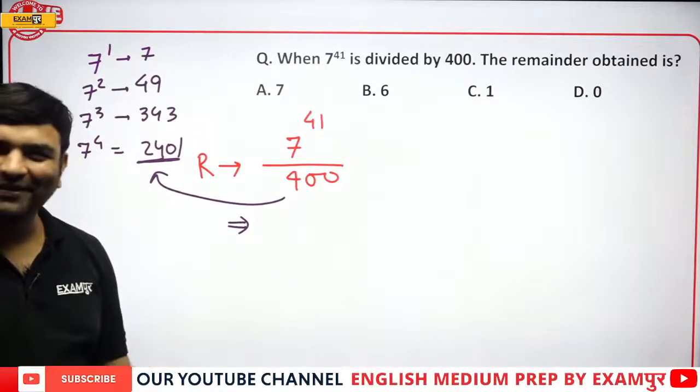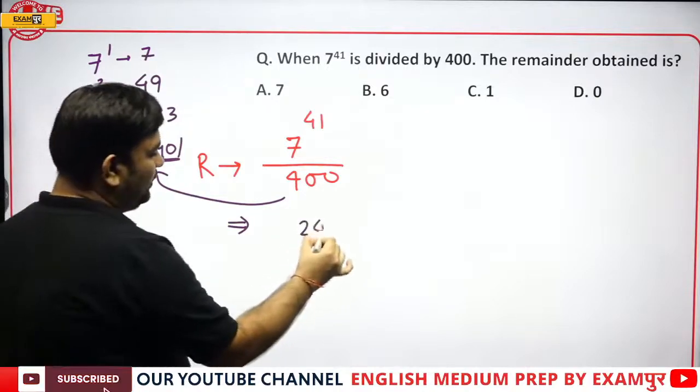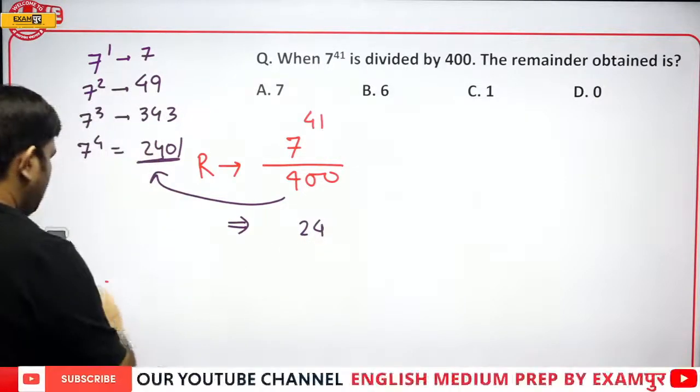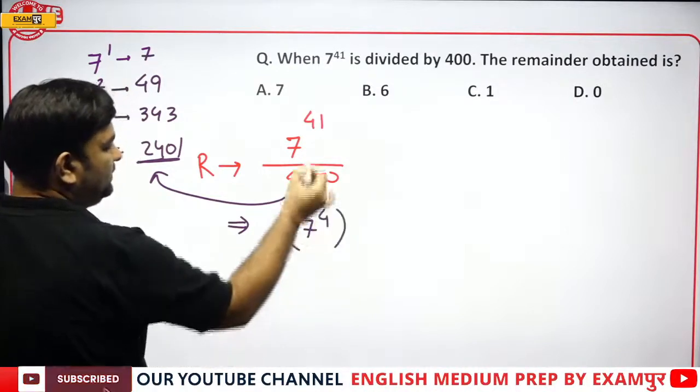As of now only. Okay, chalo. So it is 2401, 7 to the power 4. Then this is 40.